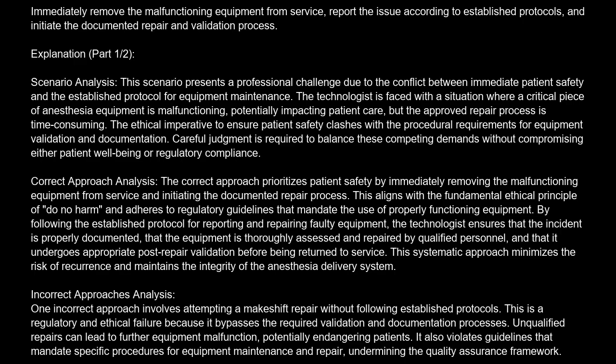Incorrect approaches analysis. One incorrect approach involves attempting a makeshift repair without following established protocols. This is a regulatory and ethical failure because it bypasses the required validation and documentation processes. Unqualified repairs can lead to further equipment malfunction, potentially endangering patients. It also violates guidelines that mandate specific procedures for equipment maintenance and repair, undermining the quality assurance framework.